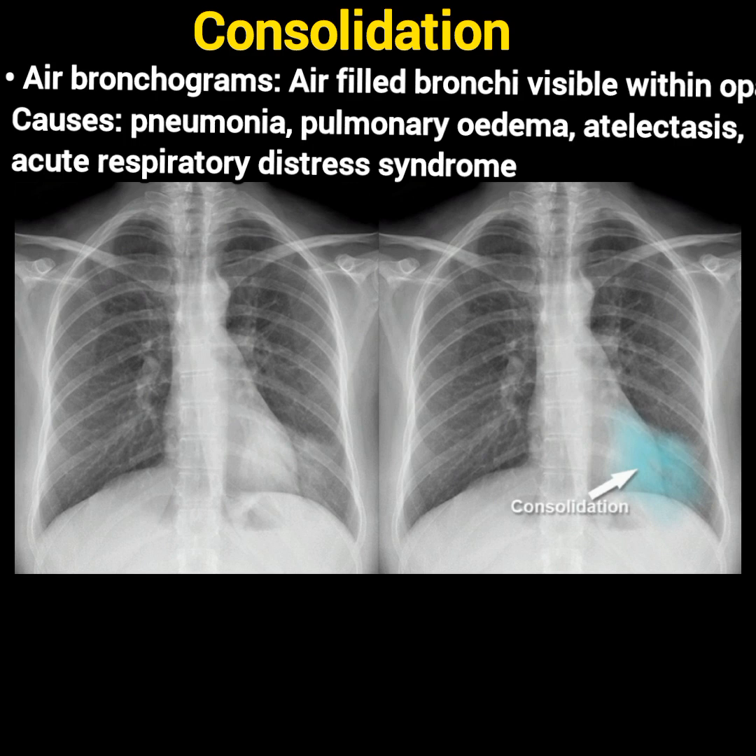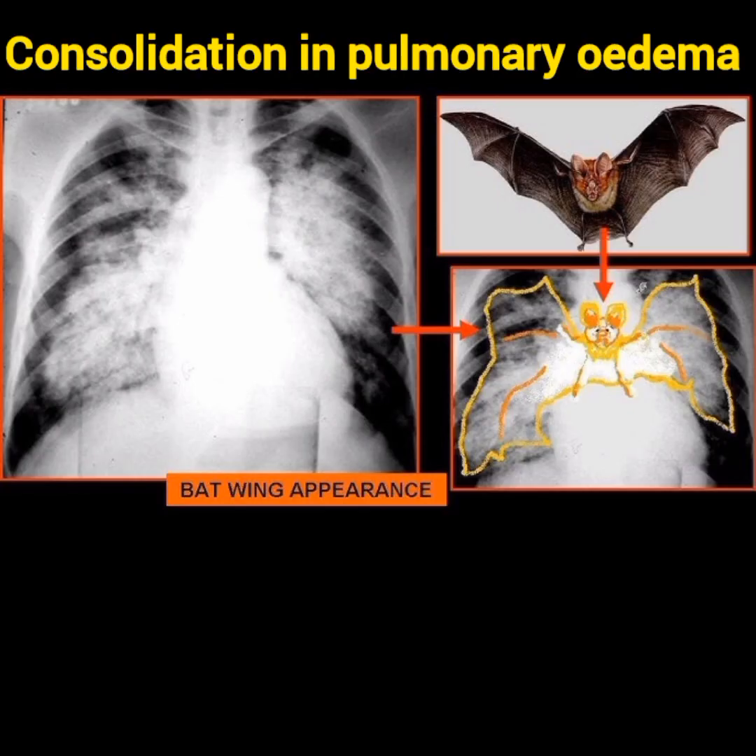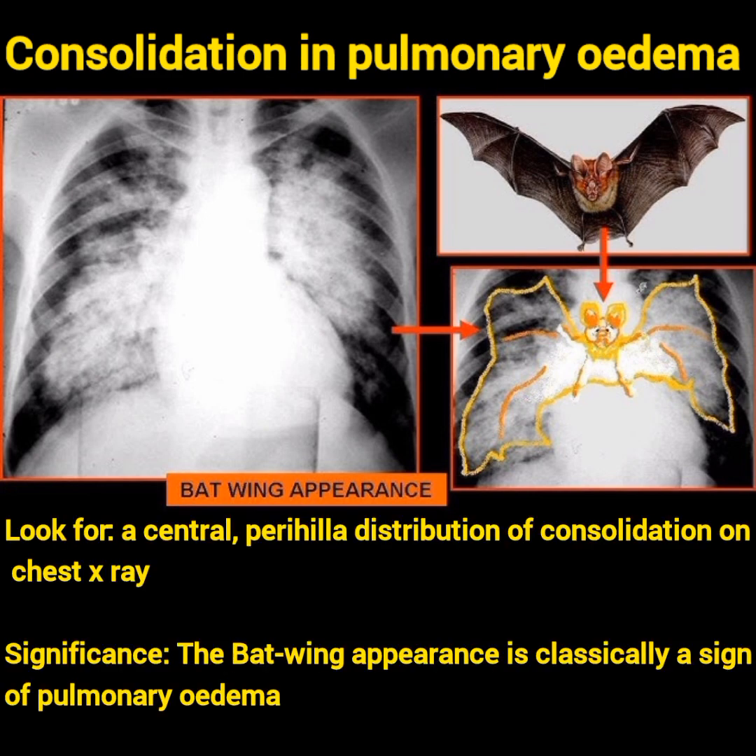For instance, in the case of pneumonia, the bronchi stand out more clearly on imaging because they are filled with air, whereas the surrounding tissue appears denser due to the presence of fluid caused by inflammation. And also check that there is no loss of lung volume. For consolidation in pulmonary edema, there will be a bat wing appearance.